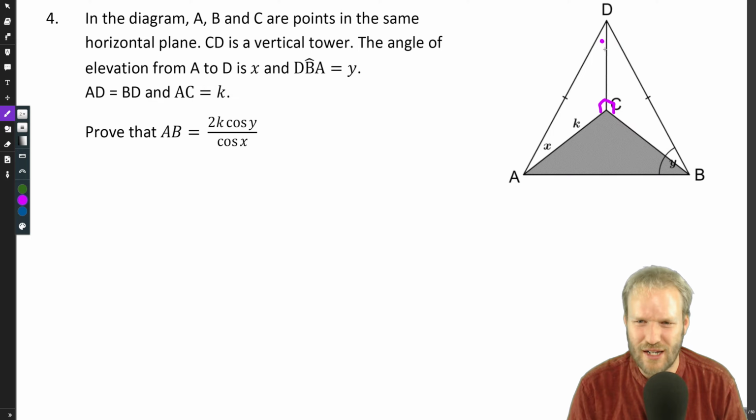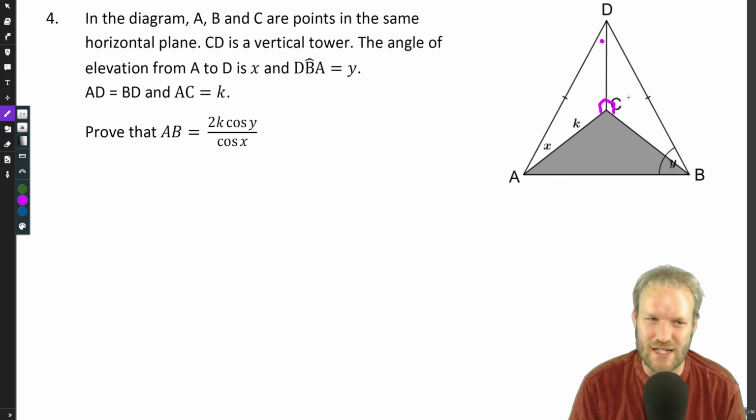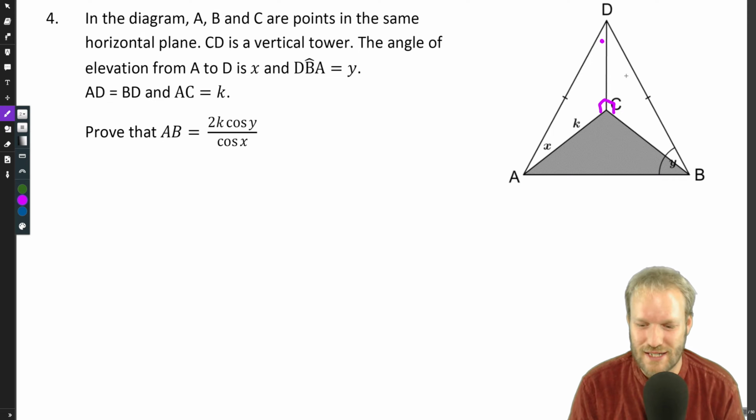And I don't think we're going to need it, so I don't want to clog up the diagram. It's going to get messy enough as it is. And in this triangle, DCB, it's another right angle triangle, so we could use sine, cos, tan straight up. Now, another bit of information that we're given is that DA equals DB.